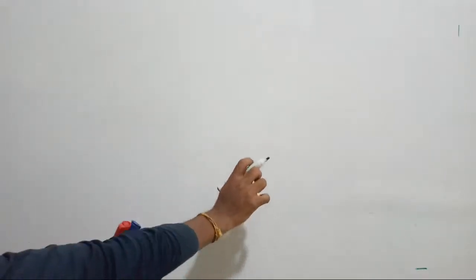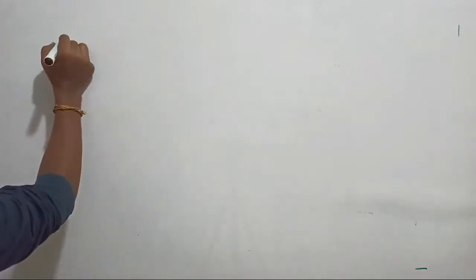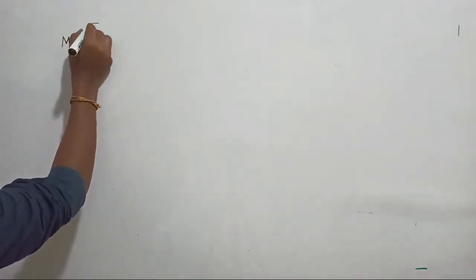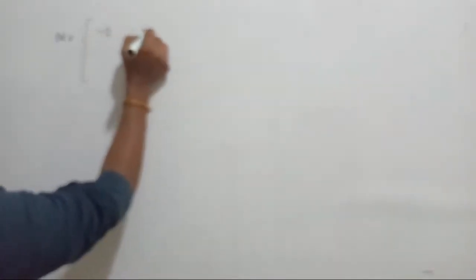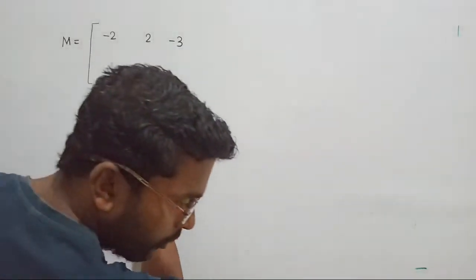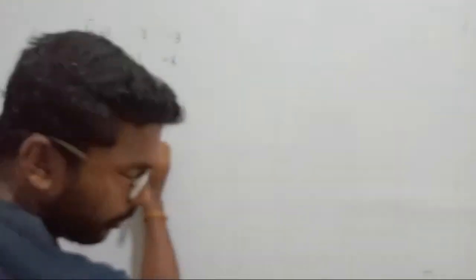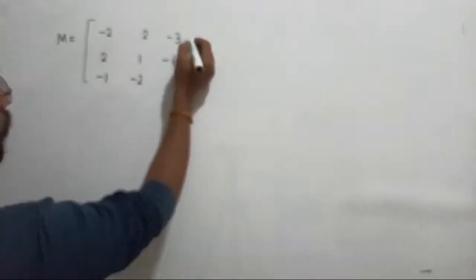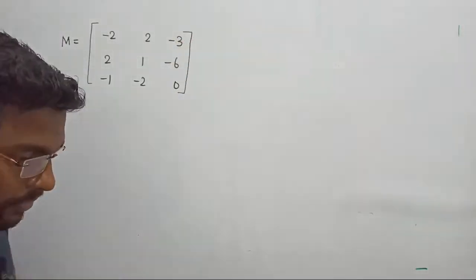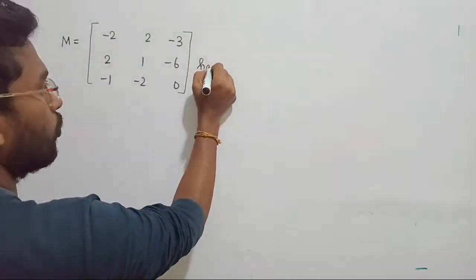The matrix M is equal to, given it is, -2, 2, -3, and then 2, 1, -6, and then they are given -1, -2, 0, that is given as matrix M. Has eigenvalues. இதோட eigenvalues அவங்களே கொடுத்துட்டாங்க, அது கொடுக்காட்டி நம்ம ஃபைண்ட் பண்ணிக்கலாம்.